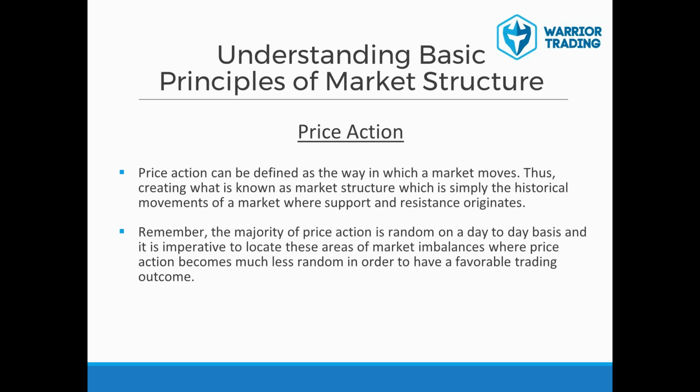So remember, the majority of price action is random on a day-to-day basis, and it is imperative to locate these areas of market imbalances where price action becomes much less random in order to have a favorable trading outcome. So again, what this means is that we are trying to locate these areas where the non-random price action exists, and those points exist at the significant support and resistance levels, right? Big pivot points, big established trend lines over long periods of time.